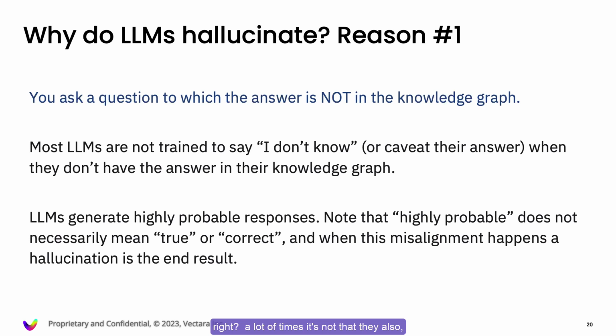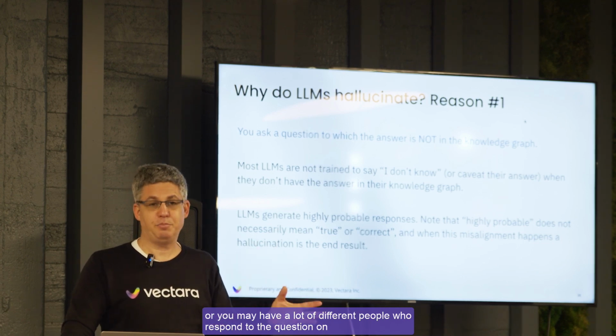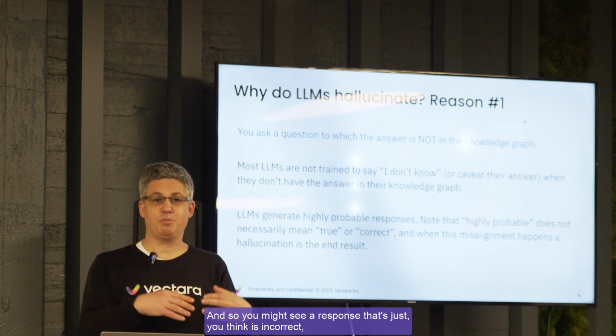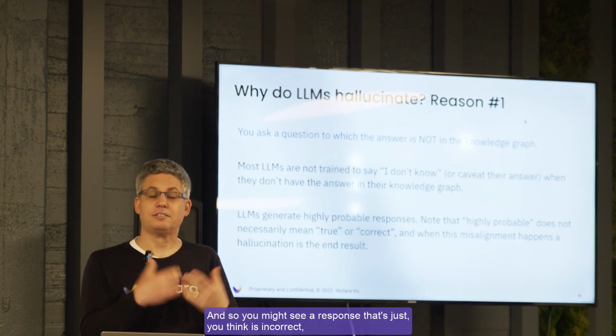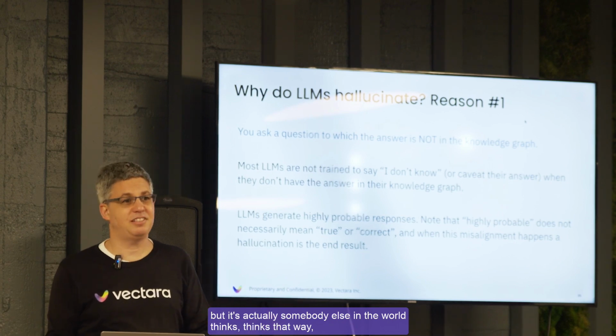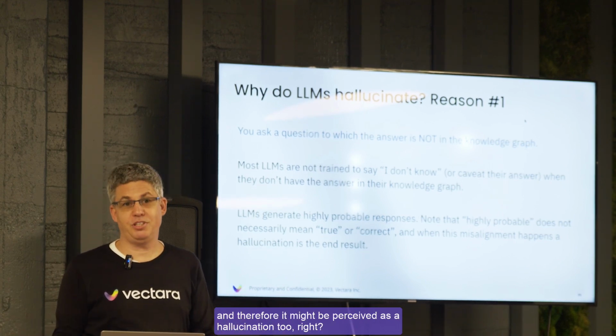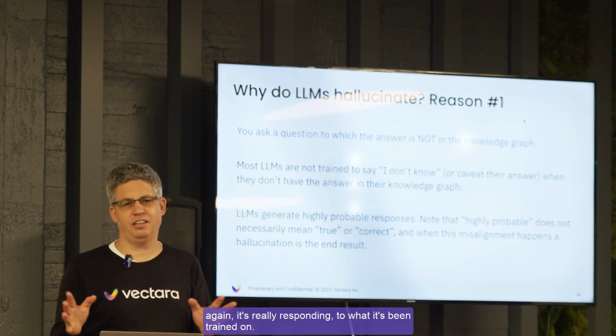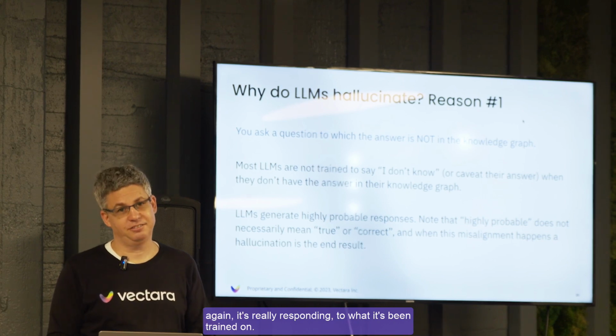A lot of times it's not that they don't know the answer. Sometimes there are also multiple answers. You might have one political opinion and somebody else might have another, or you may have a lot of different people who respond to the question on Wikipedia or somewhere else in different ways. So you might see a response that you think is incorrect, but somebody else in the world thinks that way, and therefore it might be perceived as a hallucination too. Again, it's really responding to what it's been trained on.